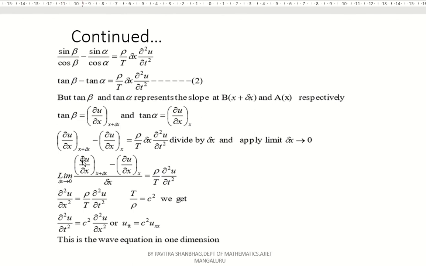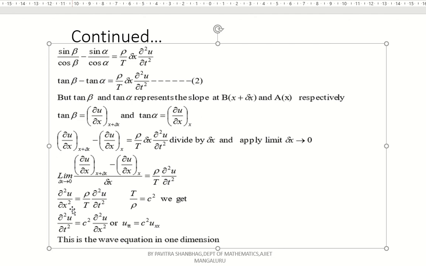But here, instead of f or y, ∂ is there, that is the partial derivative. So ∂/∂x of ∂u/∂x, that is ∂²u/∂x² equal to ρ/t into ∂²u/∂t². But we want ∂²u/∂t², so just multiply by t/ρ. ∂²u/∂t² over ∂x² is nothing but c², or ∂²u/∂t² equal to c² ∂²u/∂x², or u_tt equal to c² u_xx. That itself is the derivation of the one dimensional wave equation.